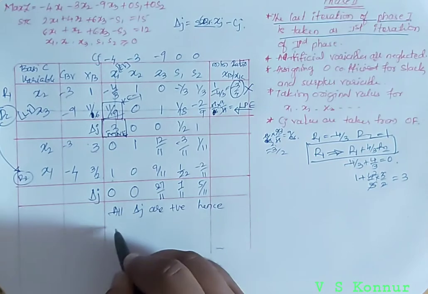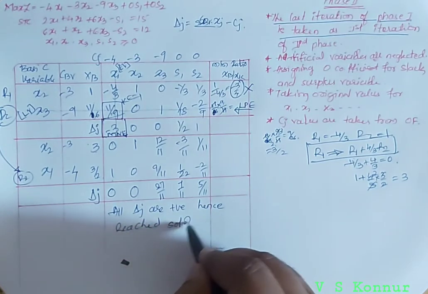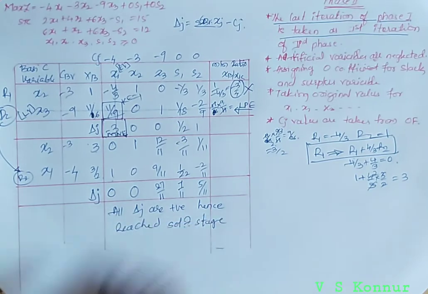Hence reached the solution stage because all the delta j are positive.